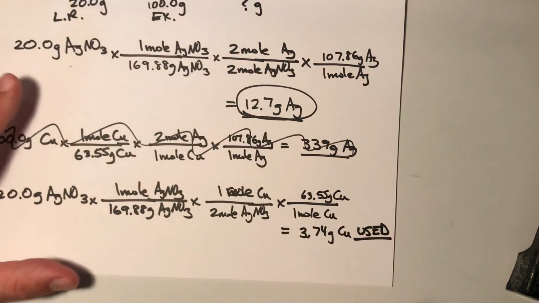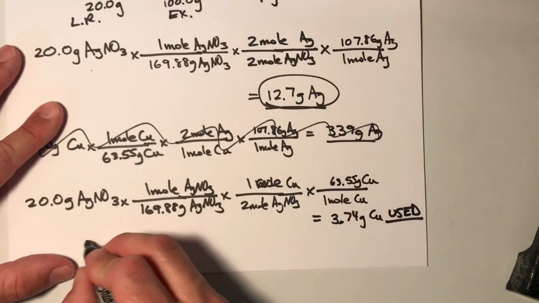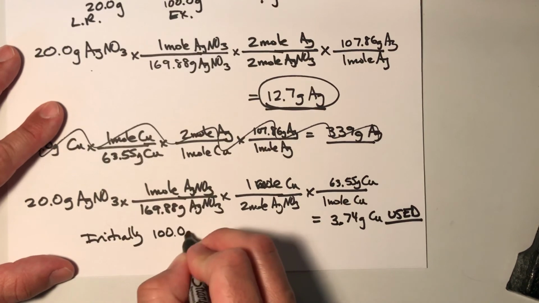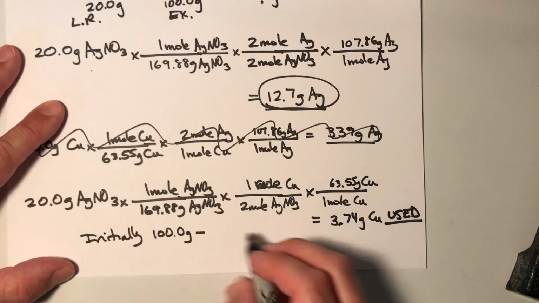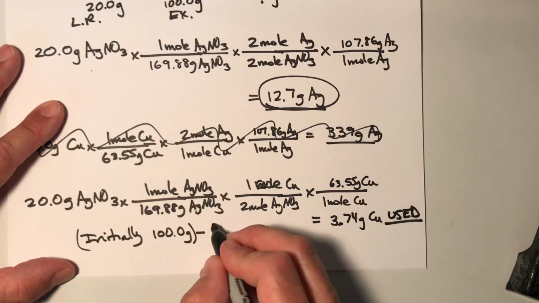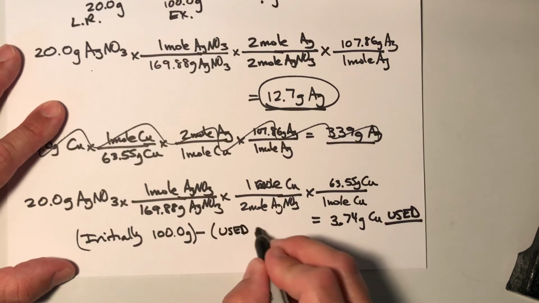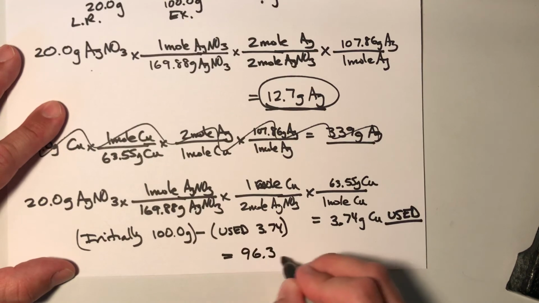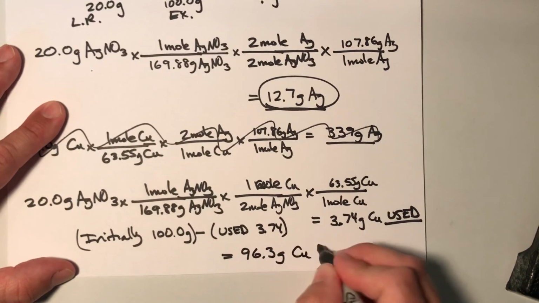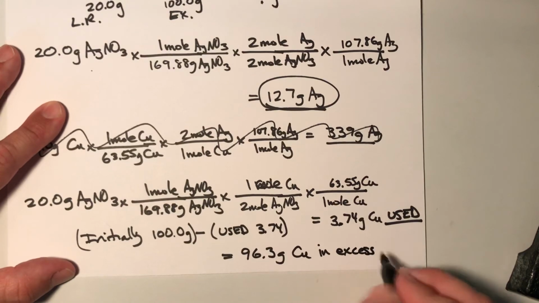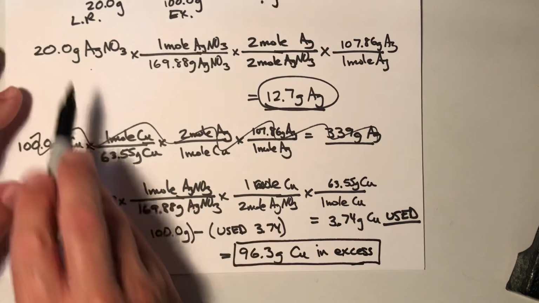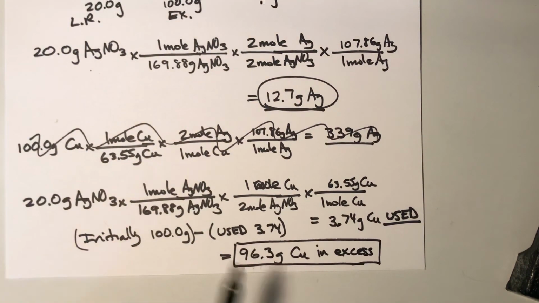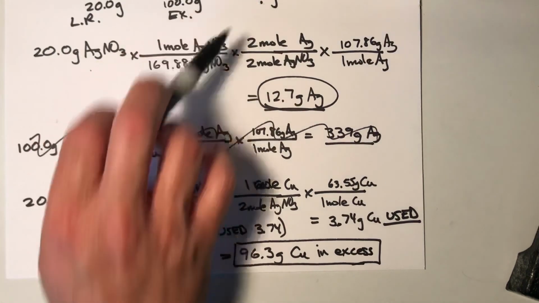All right. So if that's how much is used, we know we originally had, initially, we had 100 grams of copper. So we can just subtract from that. We initially had 100. We can take the amount used, which was 3.74, and that's going to give us 96.3 grams copper that's present in excess. So if you were to do this reaction with these amounts, 20 grams of silver nitrate, 100 grams of copper, you'd see that very little of the copper gets used up. All the silver nitrate gets used up. You create a little bit of silver.